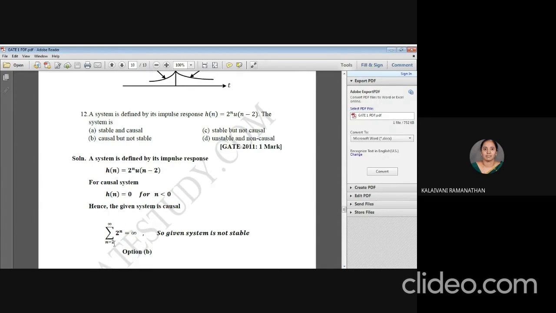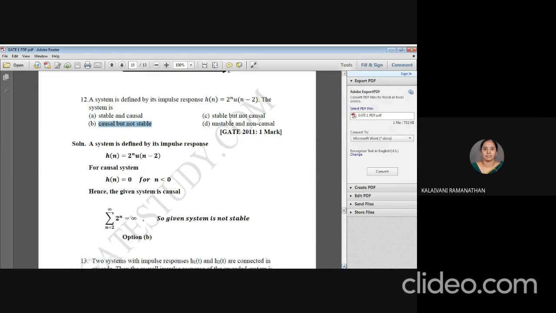For stability, you have to check the summation of |h(n)| is less than infinity. Substituting h(n), since u(n-2) is there, the lower limit is 2 to infinity, and then 2^n. This is equivalent to infinity. So the summation of modulus of h(n) is not less than infinity. So the given system is not stable. So you have to choose the condition that the system is causal but not stable.